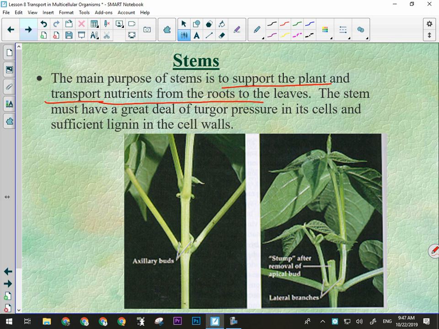All right, so the stem obviously is supported by turgor pressure or by lignin or both, as the case may be. It's also where new growth tends to happen. You'll have different types of buds that can grow. And in this picture here, you can see that the plant is cut off in the second picture, and in order to replace that, the plant has grown from the buds that were further down. This is what happens when you prune a plant.